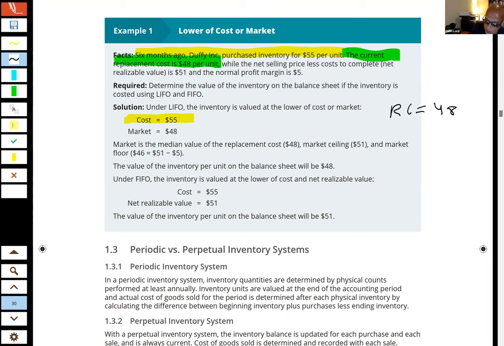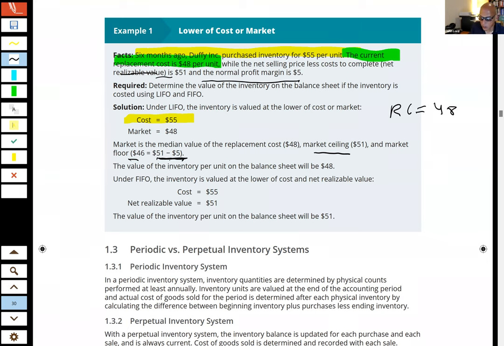Okay. Now what happens? I come up with this market ceiling. And when I come up with the market ceiling, it is this $51, which they tell me is the net realizable value up here. And so the market ceiling is 51 because net realizable value is 51. Then they tell me that the normal profit is 5. So I have to calculate the floor. The floor is 46, which is the 51 minus that normal profit.